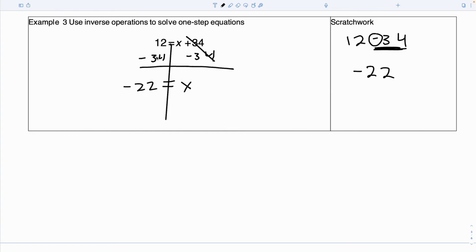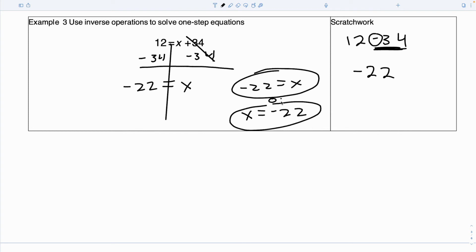When you get something like this, if you were to write negative 22 equals x on your test, you'd get 100%. However, it's algebraically and mathematically more correct to always just get in the habit of writing x first. So you can flip these around. It's the same thing. I won't mark you wrong. But just get in the habit of putting x first when you get your answer. If x ends up on the right side, just flip it around so x is first.